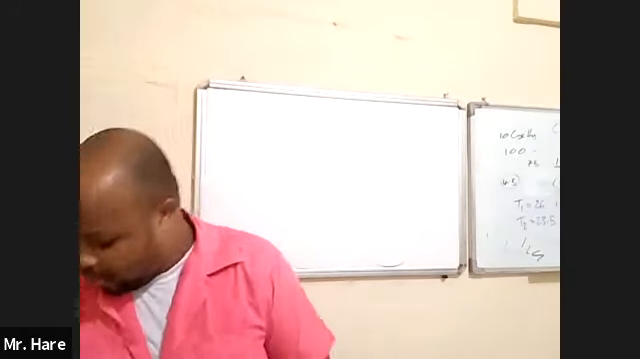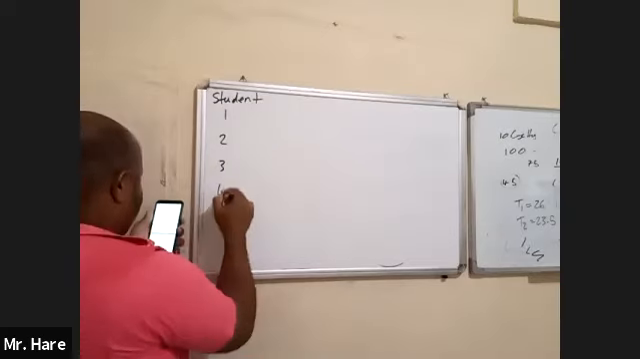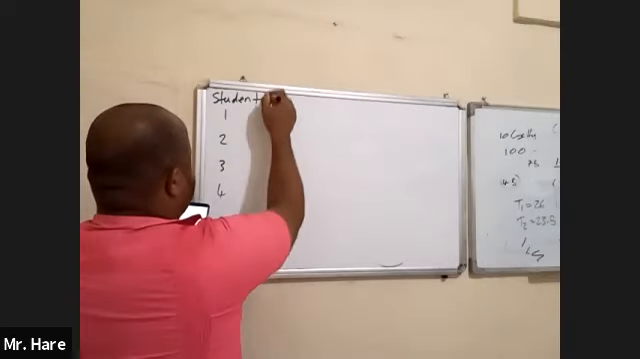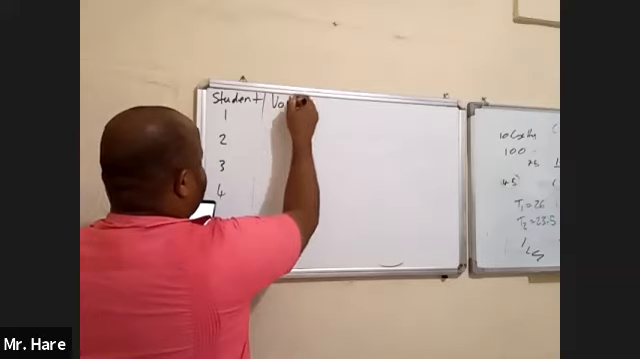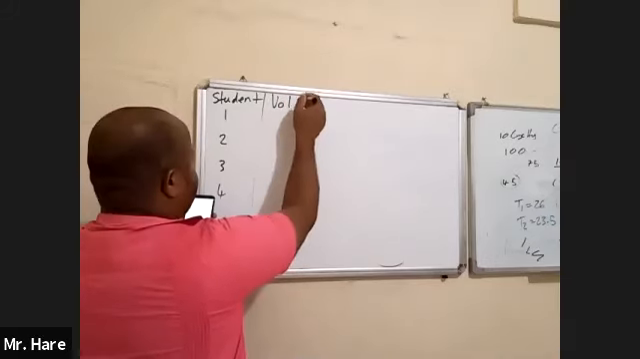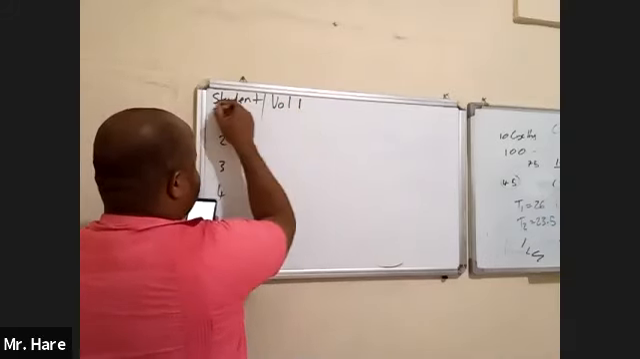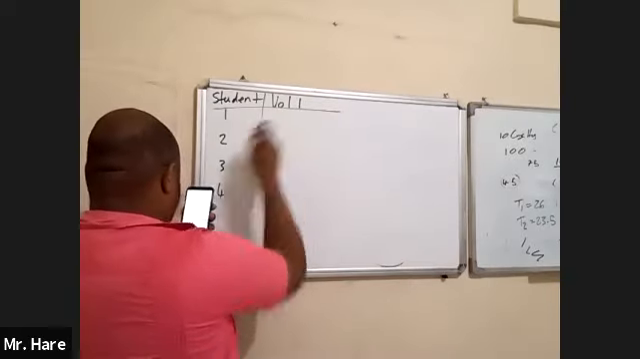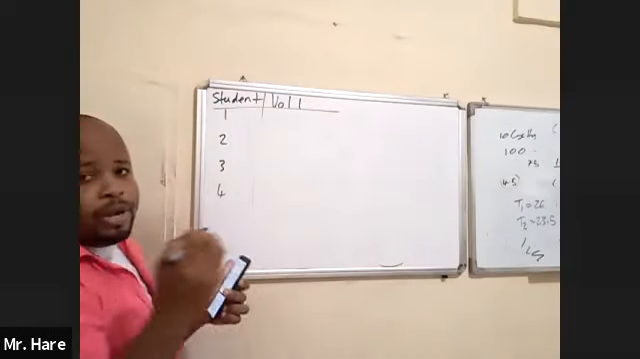Okay. All right, so I'm going to put a table on the board. All right. So the student, and we have 4 students. 1, 2. I'm about to mute your mic.